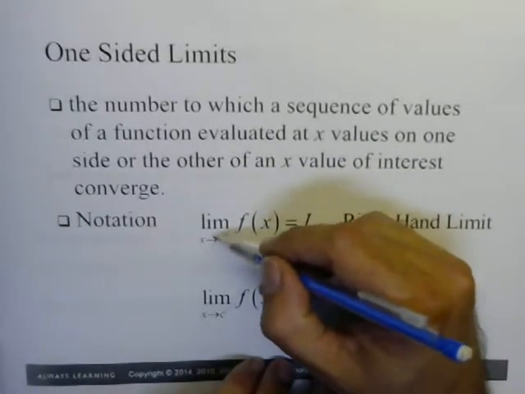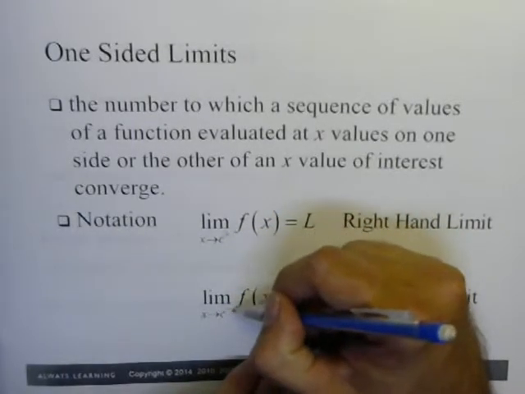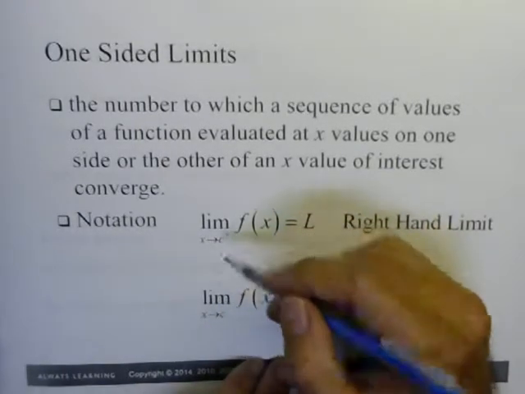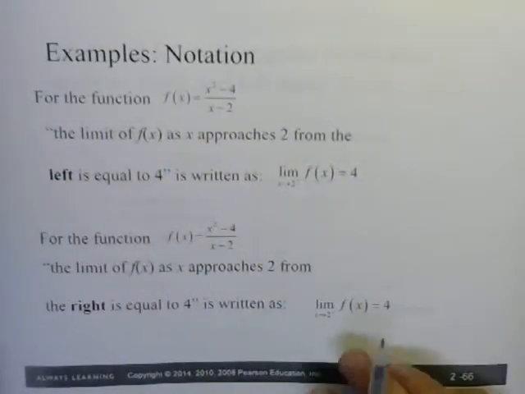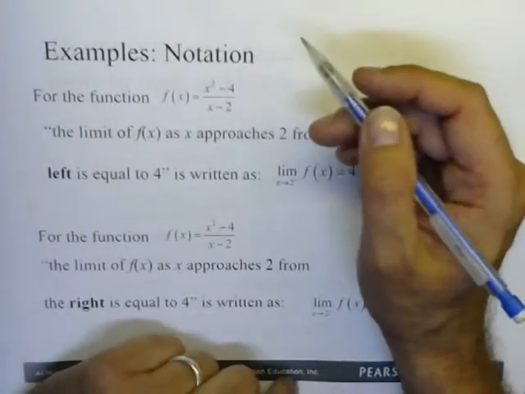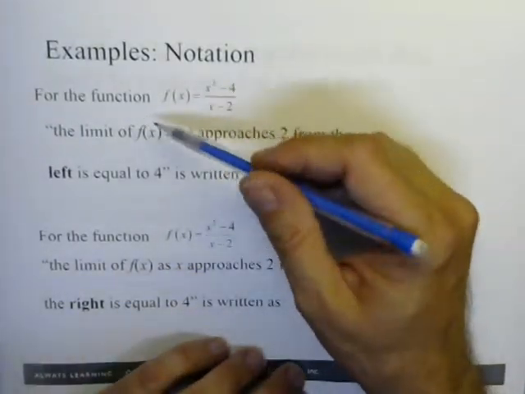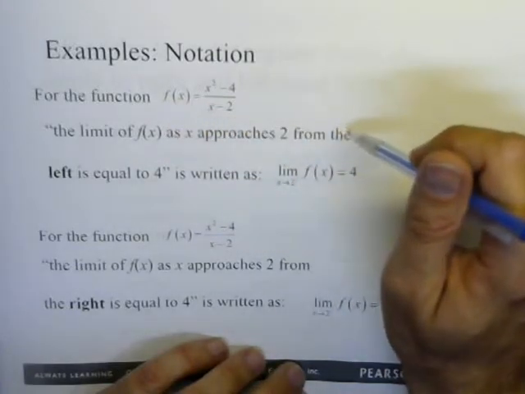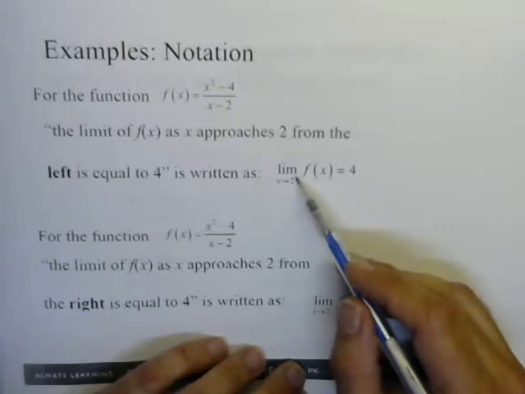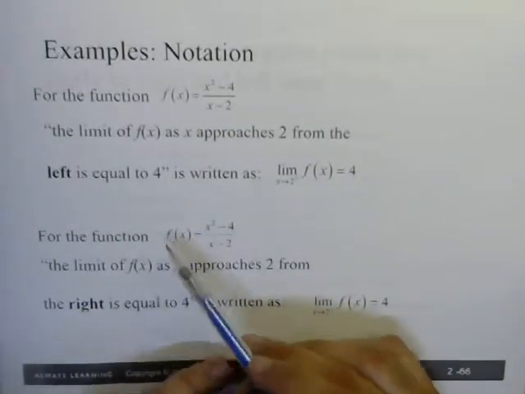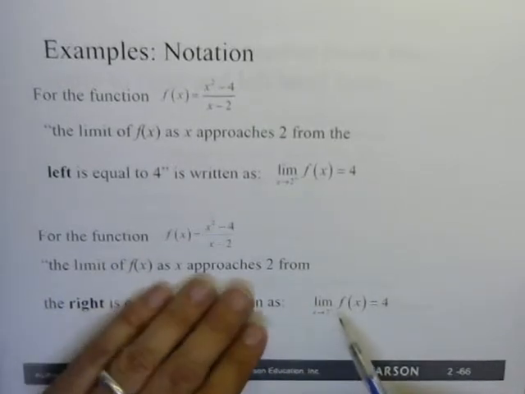The little plus here just means you're approaching c from the right-hand side, and the little minus here just means x is approaching c from the left-hand side. Otherwise, it's very similar to the notation we had before. So again, let's say we've got this function, and the limit of f of x as x approaches 2 from the left is equal to 4, would be written this way, right? Because you're approaching from the left, you'd put the little minus sign there. And the limit of f of x as x approaches 2 from the right would be written this way.